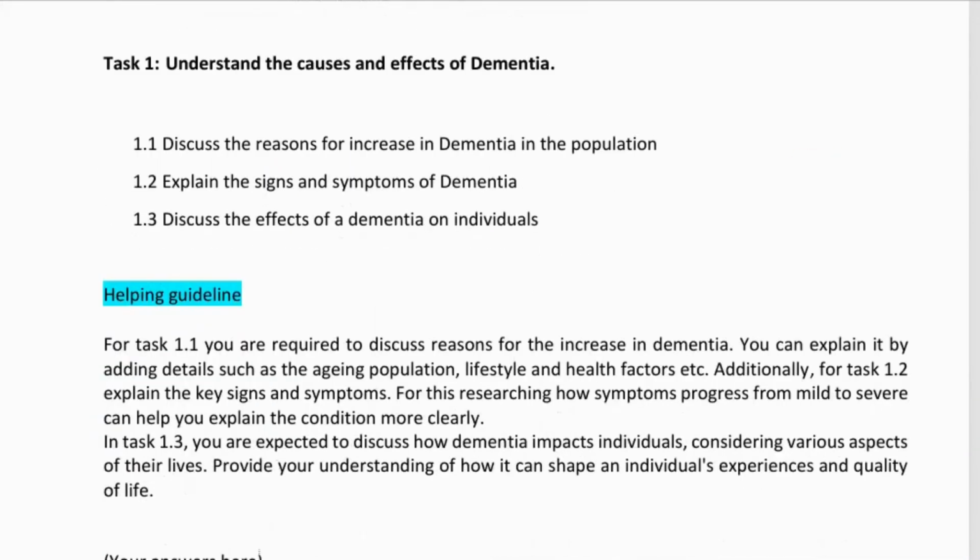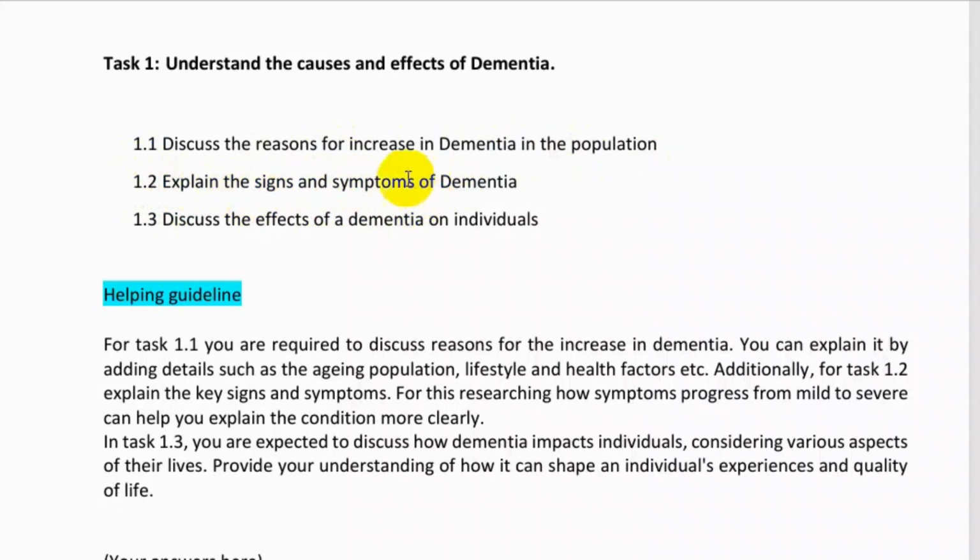Now here is learning outcome 1, in which for assessment criteria 1.1, you need to discuss the reasons, which are basically the causes for the increase in dementia. You can not only give the reasons, but you also have to explain in detail what these factors are and how they play their part in increasing dementia within the population. Further, for assessment criteria 1.2, you need to explain the signs and symptoms of dementia.